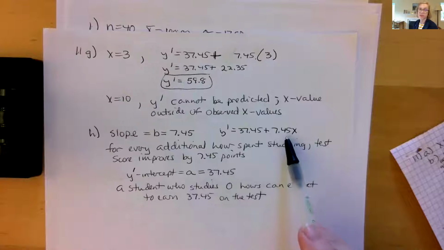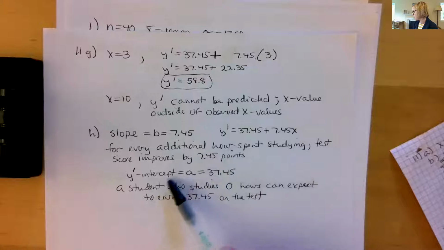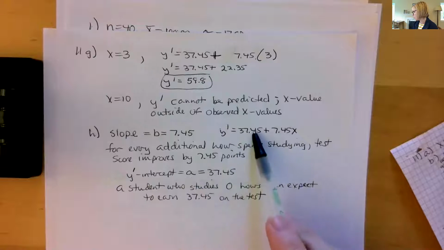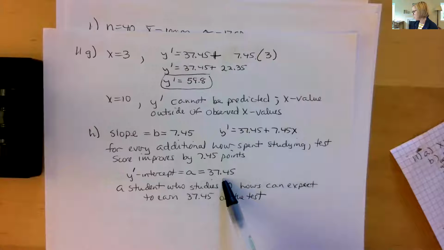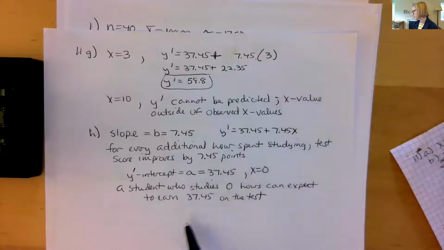That's what the slope tells us, the relationship of Y and X. Then the Y predicted intercept, which is the A value here, at 37.45. Remember, at a Y intercept, X is always 0. So that says a student who studies 0 hours can expect to earn this score, 37.45 on the test.